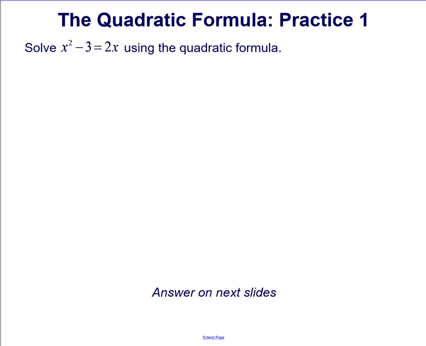The quadratic formula, practice number 1. Solve x squared minus 3 is equal to 2x using the quadratic formula. Before you pause this video and try this on your own, let me make one suggestion.